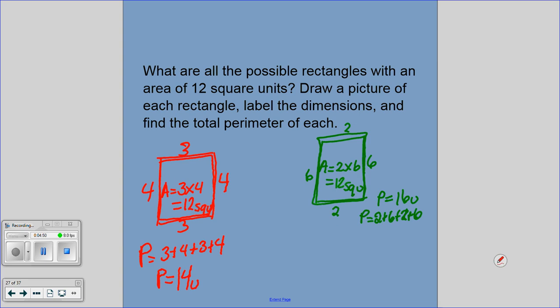Is there anything else? There's one more rectangle that I can think of. Sam? A 1 by 12. Let's see if Sam's right. Sam, what would be my area equation? 1 times 12, which equals 12 square units. You could say units squared, that would be fine.